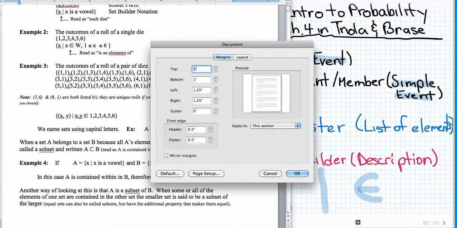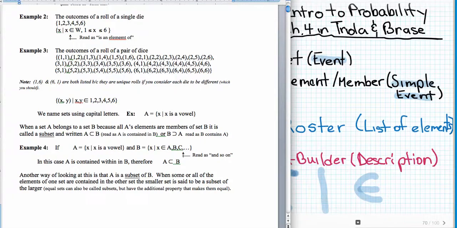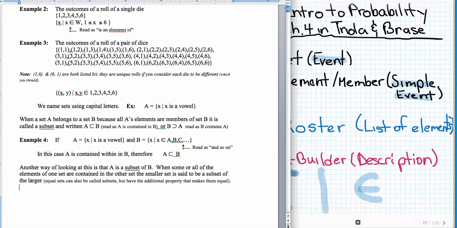Now, the next thing we're going to do is name the sets using capital letters, just like we did in math. We're going to name them with a capital letter here, A. And so A is equal to X's, such that X is a vowel. And then we can start talking about subsets, and subsets are also important because we know that we have smaller sets that are made up of the larger set's elements, and that can happen in statistics too.